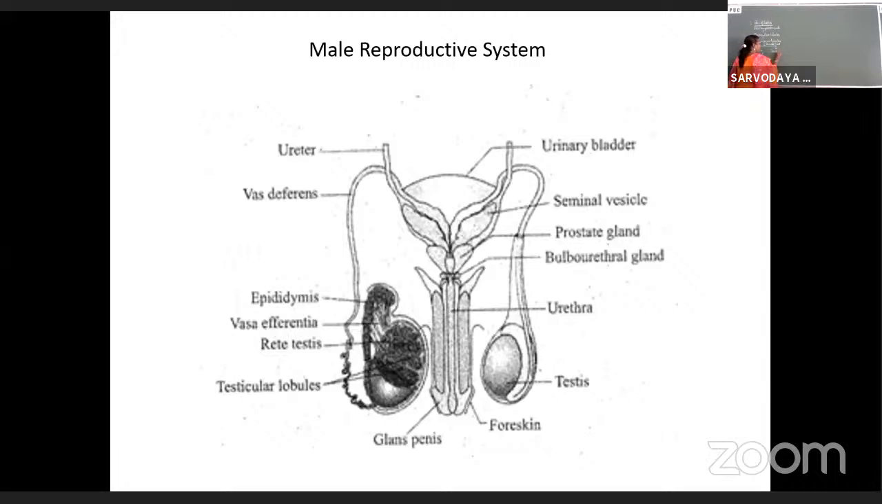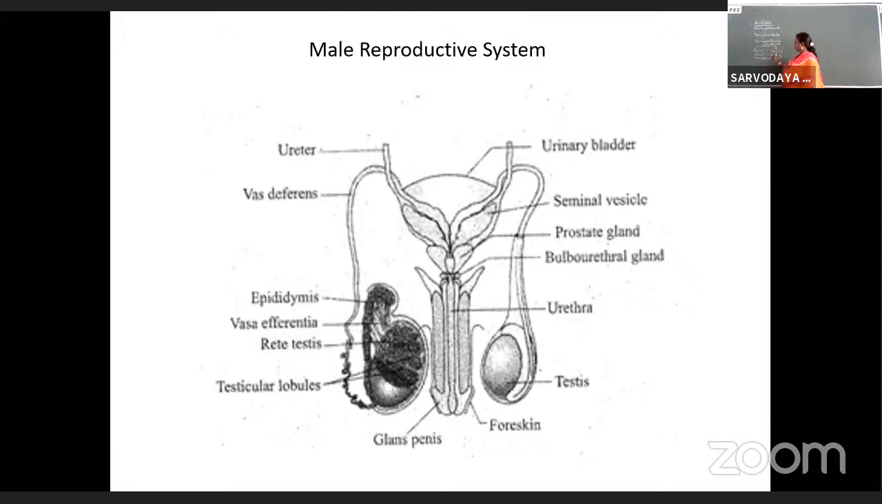The second type of cell is referred to as Sertoli cells, or nursing cells. So the seminiferous tubule is lined by 2 types of cells. One is called the male germ cells or spermatogonia. The second one is called Sertoli cells or the nursing cells.